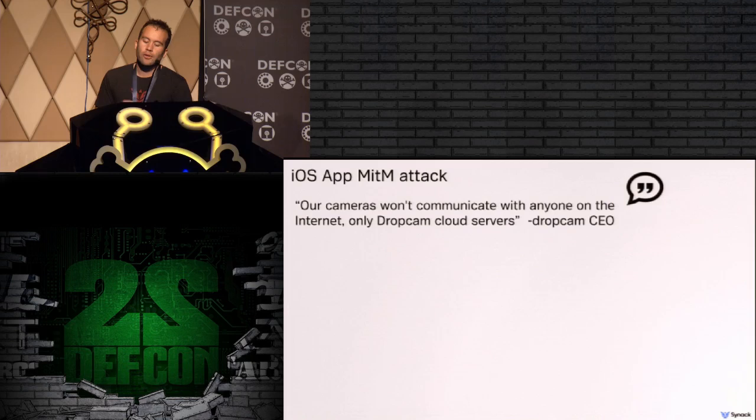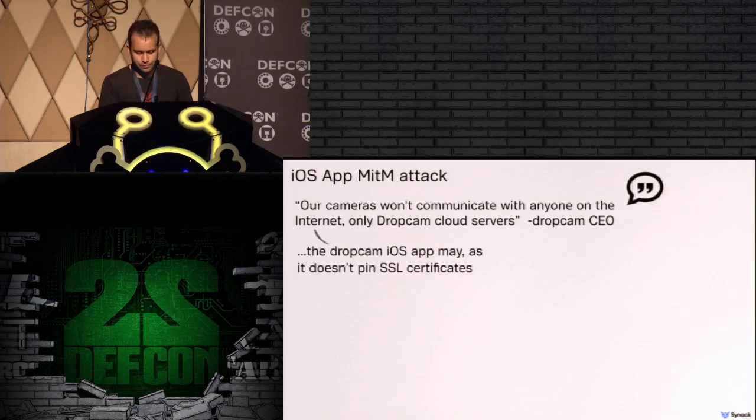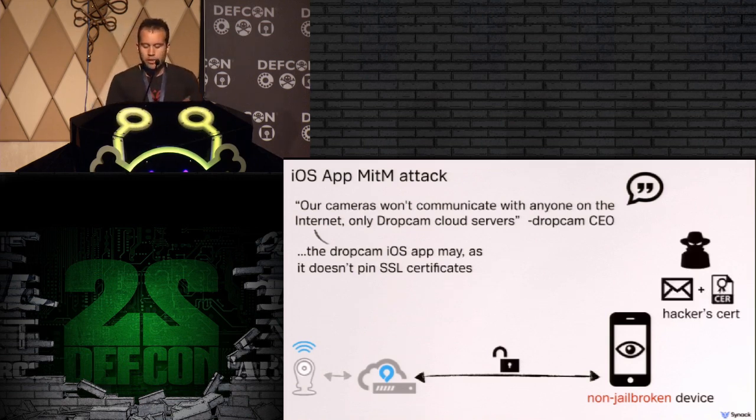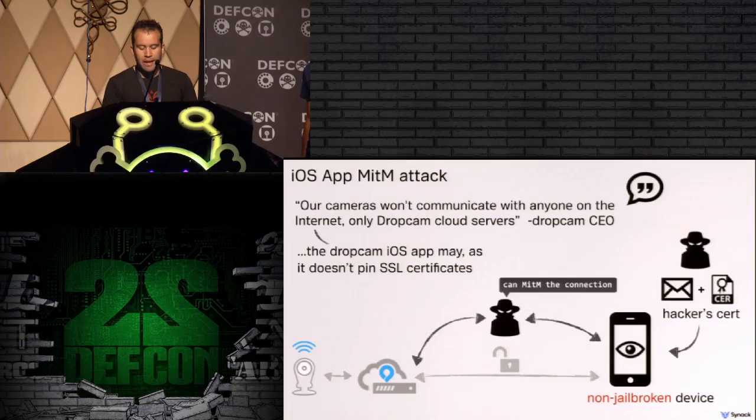Now as Colby mentioned, the CEO of DropCam said that their cameras only talk to DropCam servers, which, discounting things like Heartbleed, is pretty much true. However, the same cannot be said for their iOS application. Now SSL pinning is an extra layer of security that ensures a client will only communicate with a well-defined set of servers. Since the DropCam iOS application does not use SSL pinning, a man-in-the-middle attack can occur. So if an attacker has a compromised root certificate or can coerce the user to install a certificate, for example by sending them an email, the connection can be man-in-the-middled.